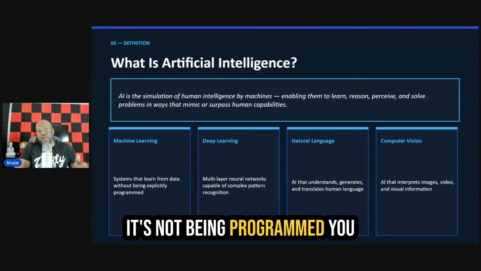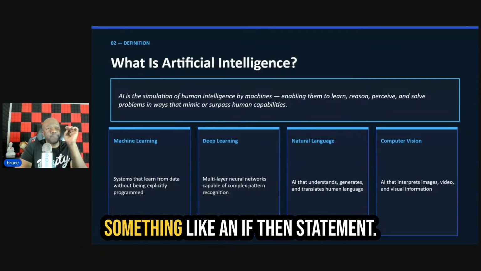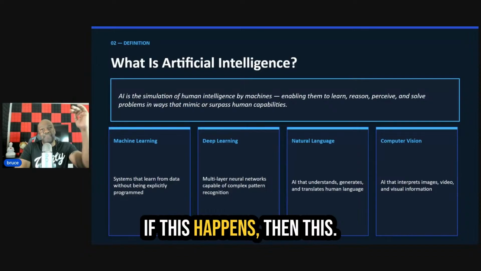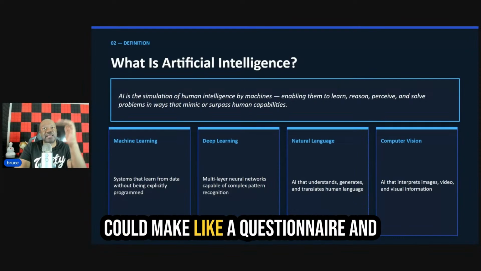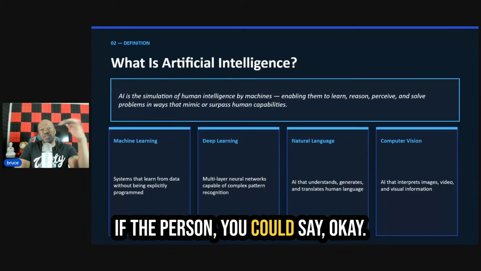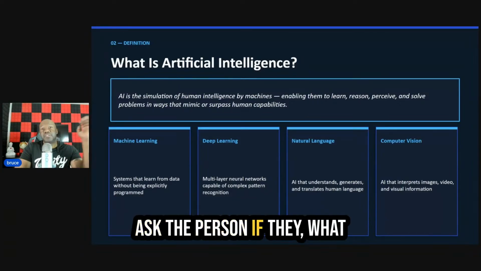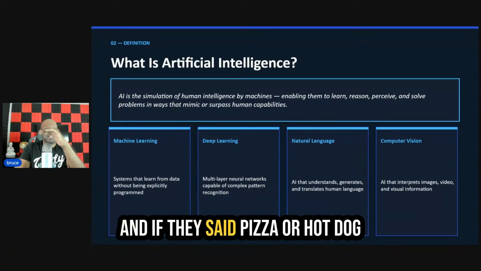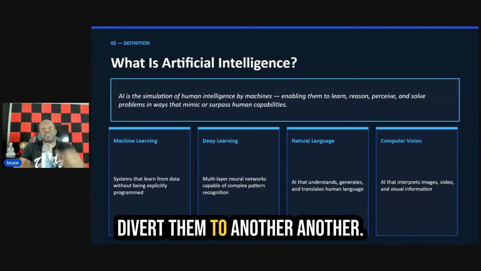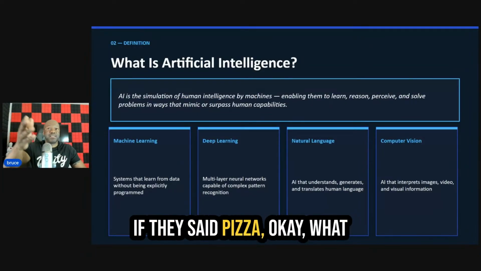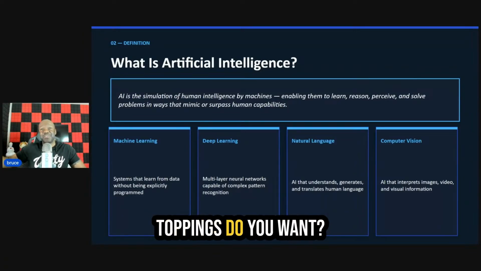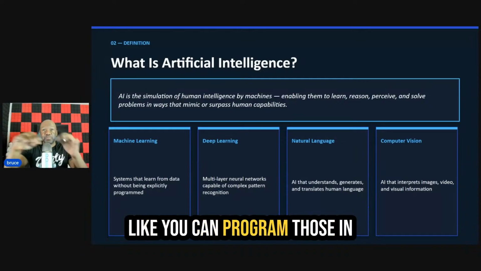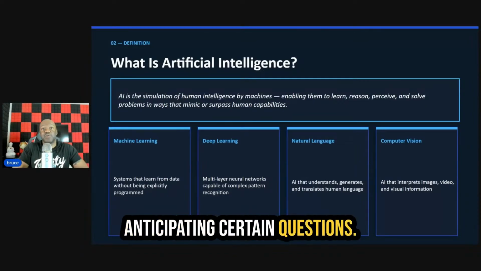It's not being programmed, like if you've ever programmed something like an if-then statement: if this happens, then this. I remember in school we could make a questionnaire, and you could say, okay, ask the person what kind of food they like, right? And if they said pizza or hot dog or whatever, you could then divert them to another question. If they said pizza, okay, what kind of pizza shop do you like? Okay, you like Domino's? Okay, what toppings do you want? You could just go one by one, programming those in, anticipating certain questions.